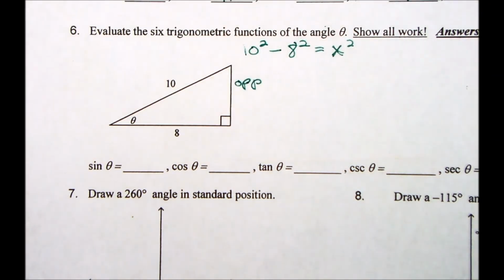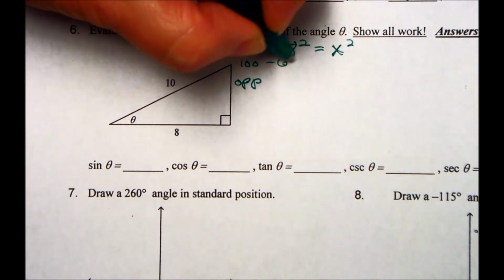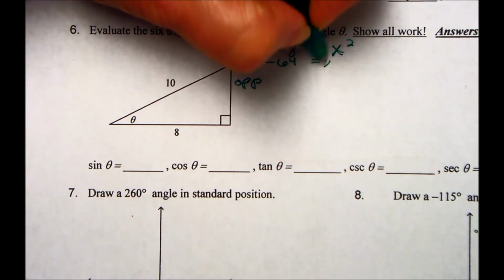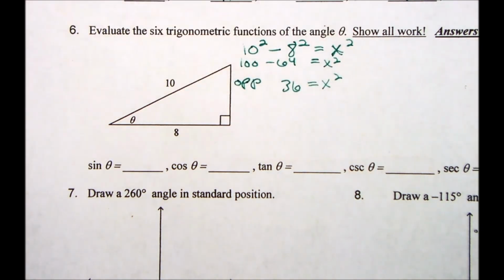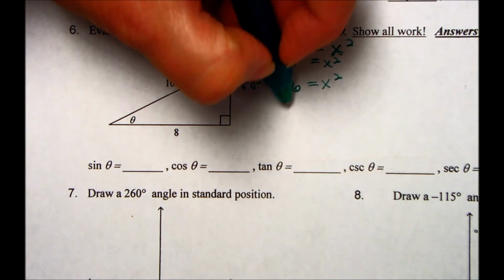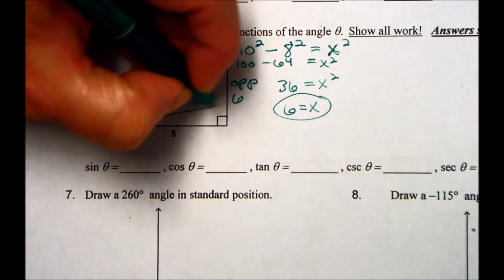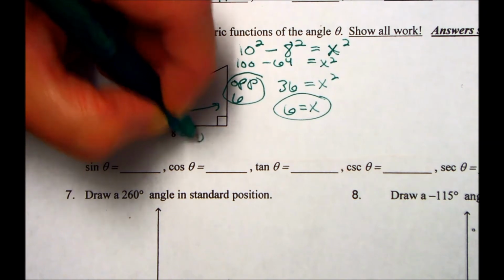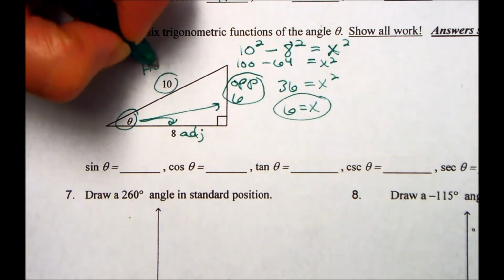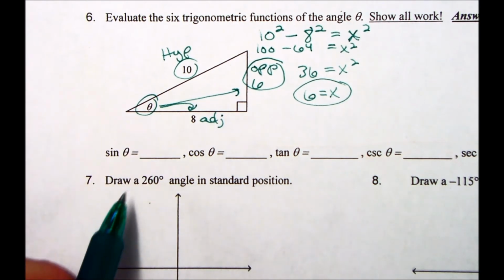Doesn't really matter what variable you use. So if I take 100 minus 64, I get x squared. 100 minus 64 is 36, which is a nice perfect square. Taking the square root of it would give me an opposite that was 6. So that's my opposite. This is my adjacent, and the 10 is the hypotenuse. So now it's a matter of plugging them in and simplifying.